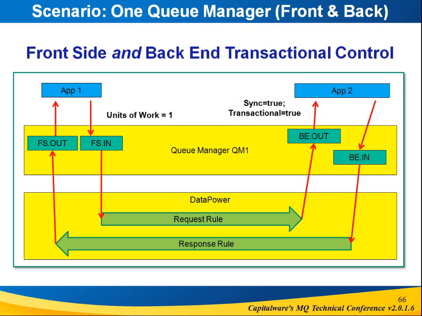Conversely, if we turn transactional equals true on, that means that not only is the request rule operating under a unit of work, but also the response rule, because in this case the back end retrieving the message from be.in will start a new unit of work because transactional equals true. That will go all the way through to the front side handler, put it onto the fs.out queue, and at that point it will issue the commit, and that will delete it from be.in and make it available on fs.out from this particular point of view.